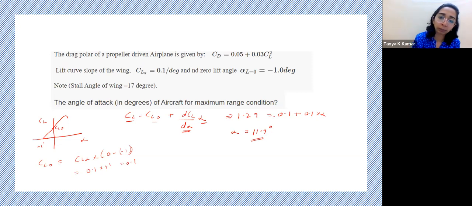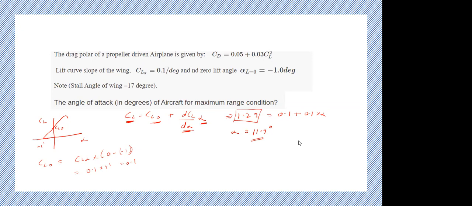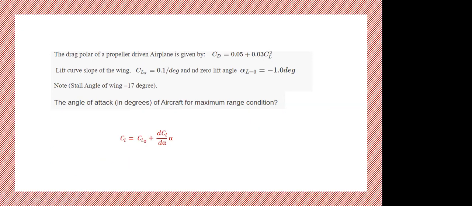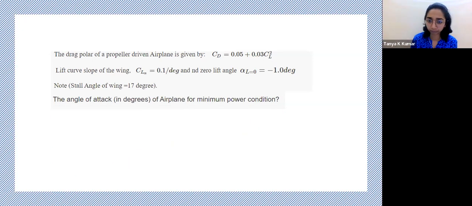Similarly, now do it for the minimum power condition. The same thing. The only change will be in this equation: this is the same, we need to find out the alpha at minimum power. dCL upon d alpha is the same. CL is the only change, right? CL was 1.29 for the previous case. This will change. For minimum power, let's just do it.